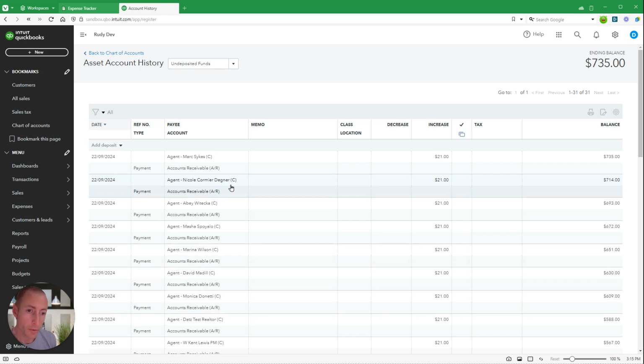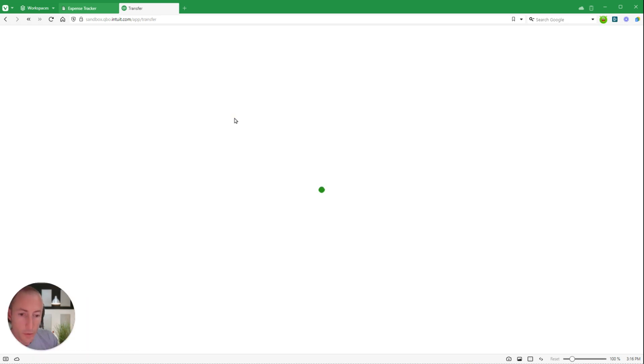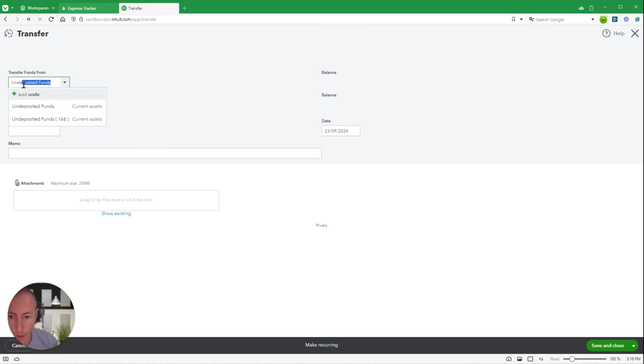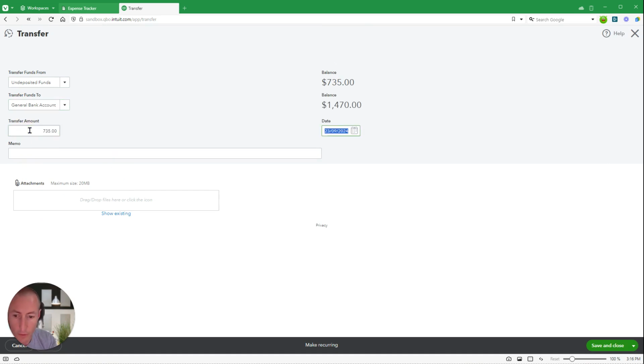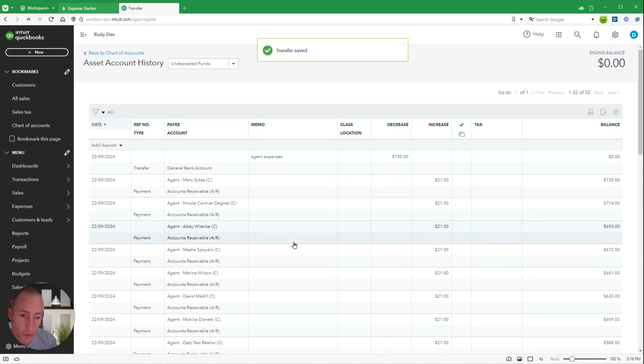When we receive an e-transfer from an agent or a bulk deposit from the credit card company, we create a transfer from undeposited funds to the general account for the amount of that deposit. Let's say, just to keep this neat and tidy, that today we've received a deposit into our general account for $735. We would go to new transfer. We would transfer funds from undeposited funds to our general bank account for $735. We can create a memo, agent expenses, just to make it a little bit easier at reconciliation time. Hit save and close, and then you will see that the undeposited funds balance has now dropped down to 0.